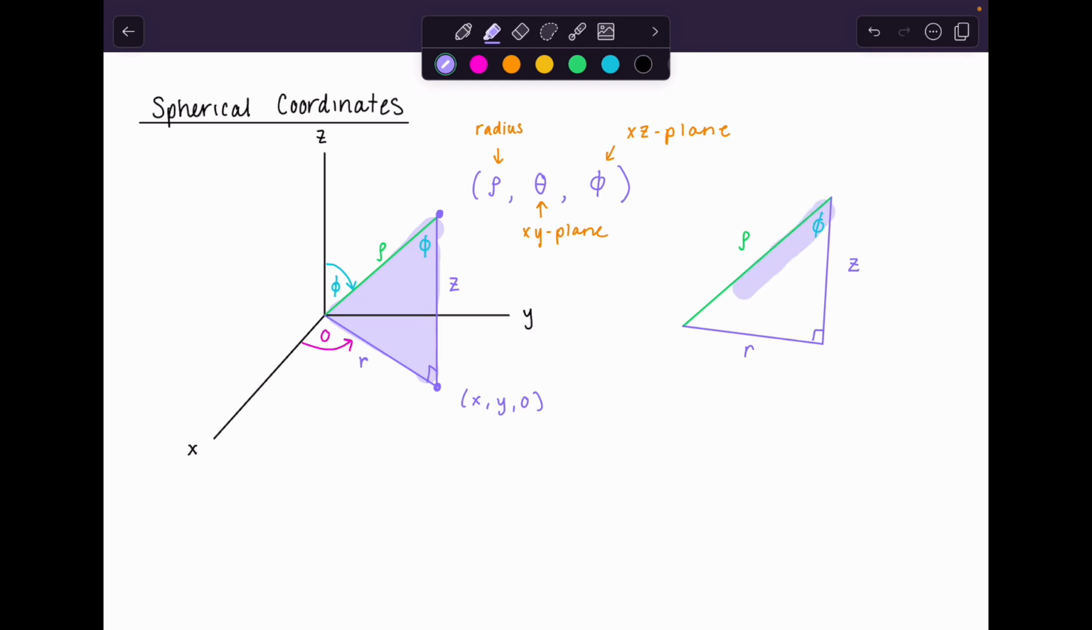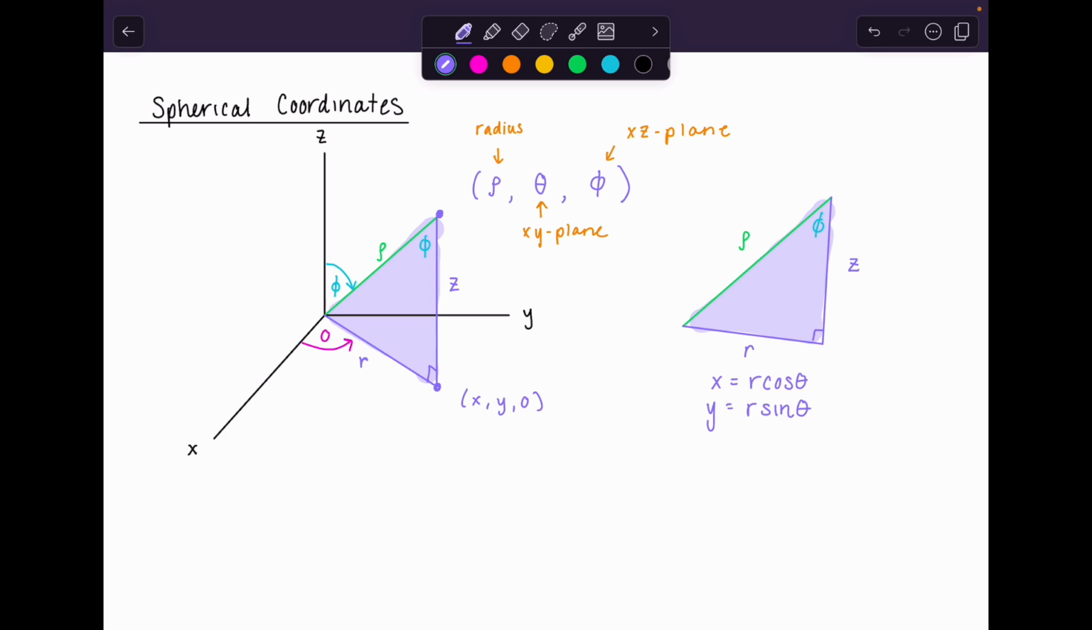So I've basically moved this to a flat slice. Because again, what I want to do is write x, y, and z solely in terms of these values, rho, theta, and phi. Okay? We do know some conversions, so I can use this triangle to get some connections between rho and phi and z and r. And then we're also going to utilize that x we know is r cosine theta and y is r sine theta from polar.